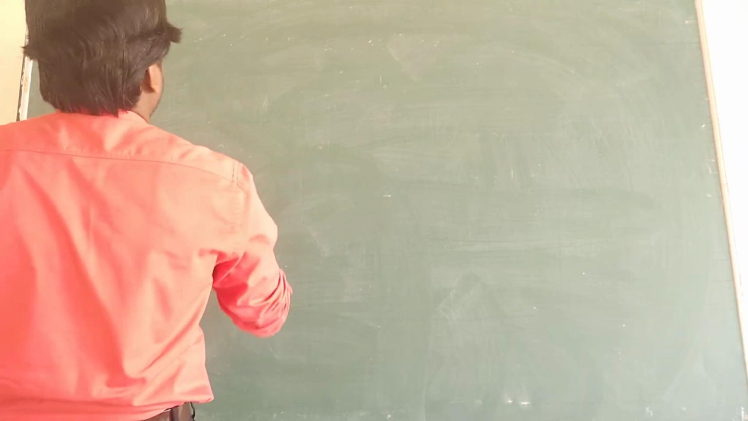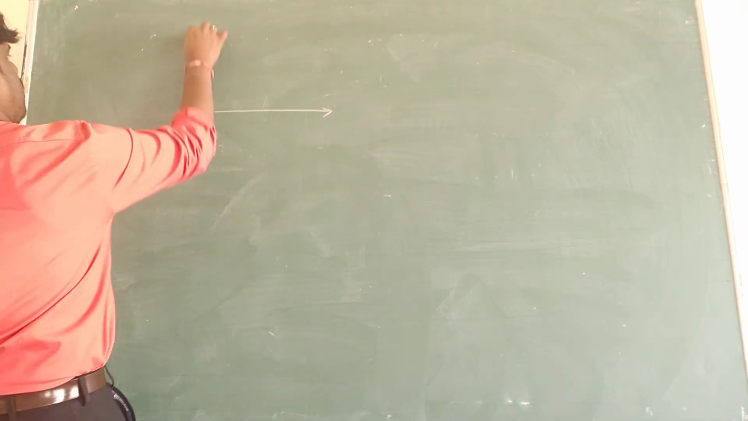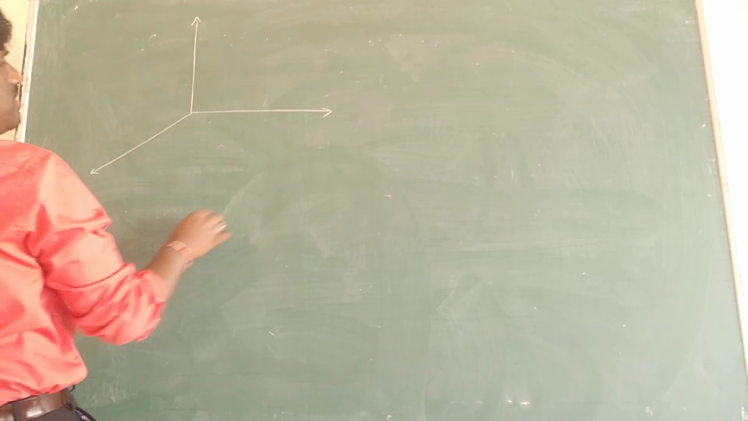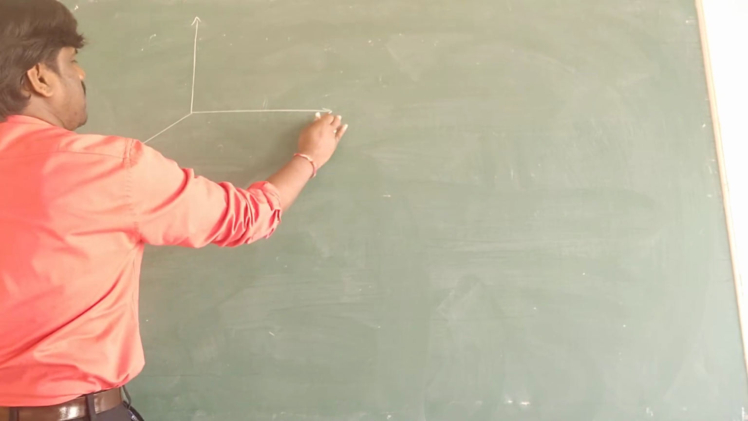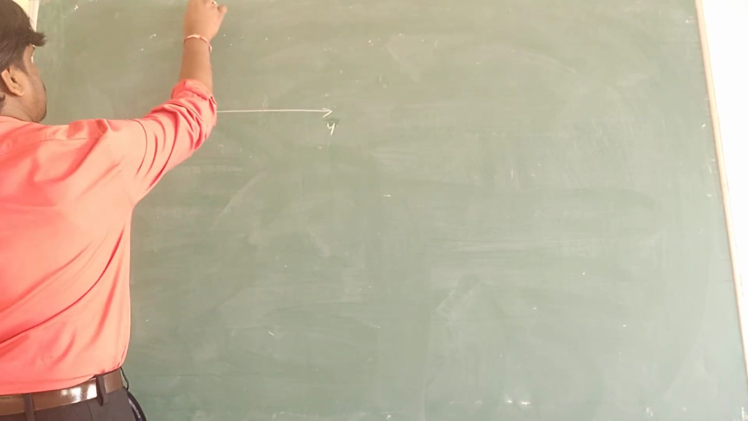3D, I told. So you have a space. In the space you are assuming that is a room. This room has x-axis, y-axis and z-axis. Already I discussed, you can take x-axis anywhere: x, y, z-axis.